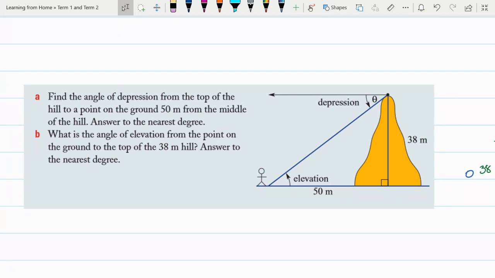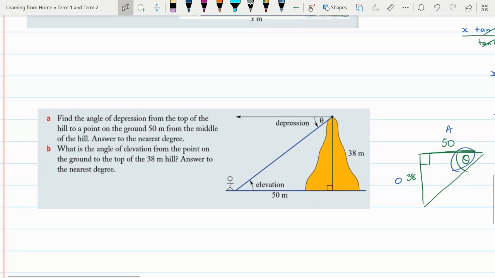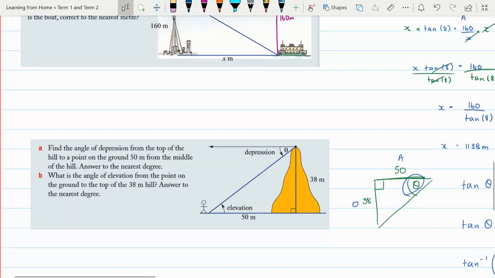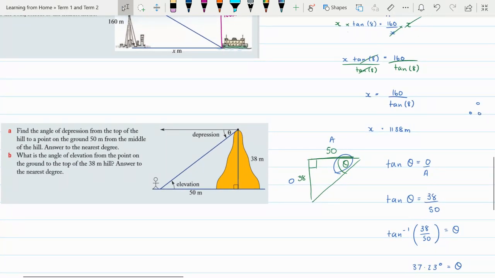Okay, so this problem is different. The other problems that we've had are finding unknown lengths. This is a finding unknown angle question. Find the angle of depression. So again, you won't always be given a picture. In fact, you'll often have to make your own picture. Do you have enough information here to draw this picture?